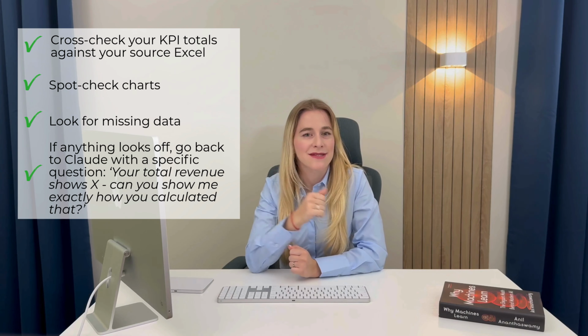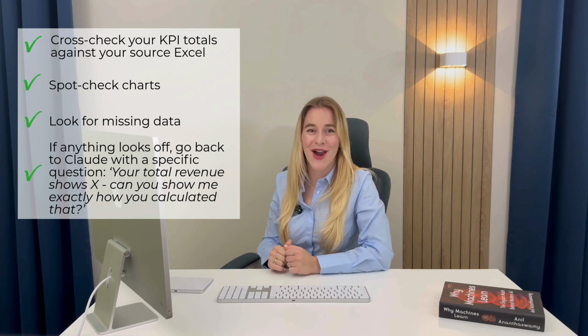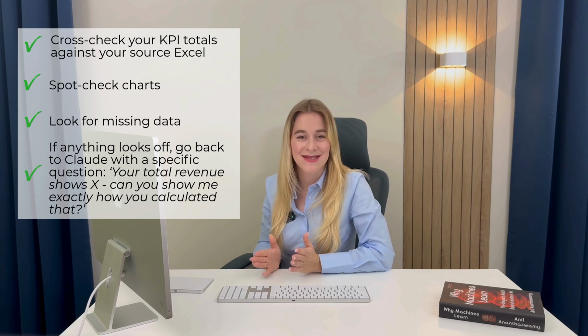Fourth, if anything looks off, go back to Claude with a specific question. Your total revenue shows X. Can you show me exactly how you calculated that? The model will tell you. And if the answer reveals an error, you fix it before anyone else sees it. Build verification into your workflow, not as an afterthought. Great analysis plus unverified output is a risk. Great analysis plus verified output is authority.